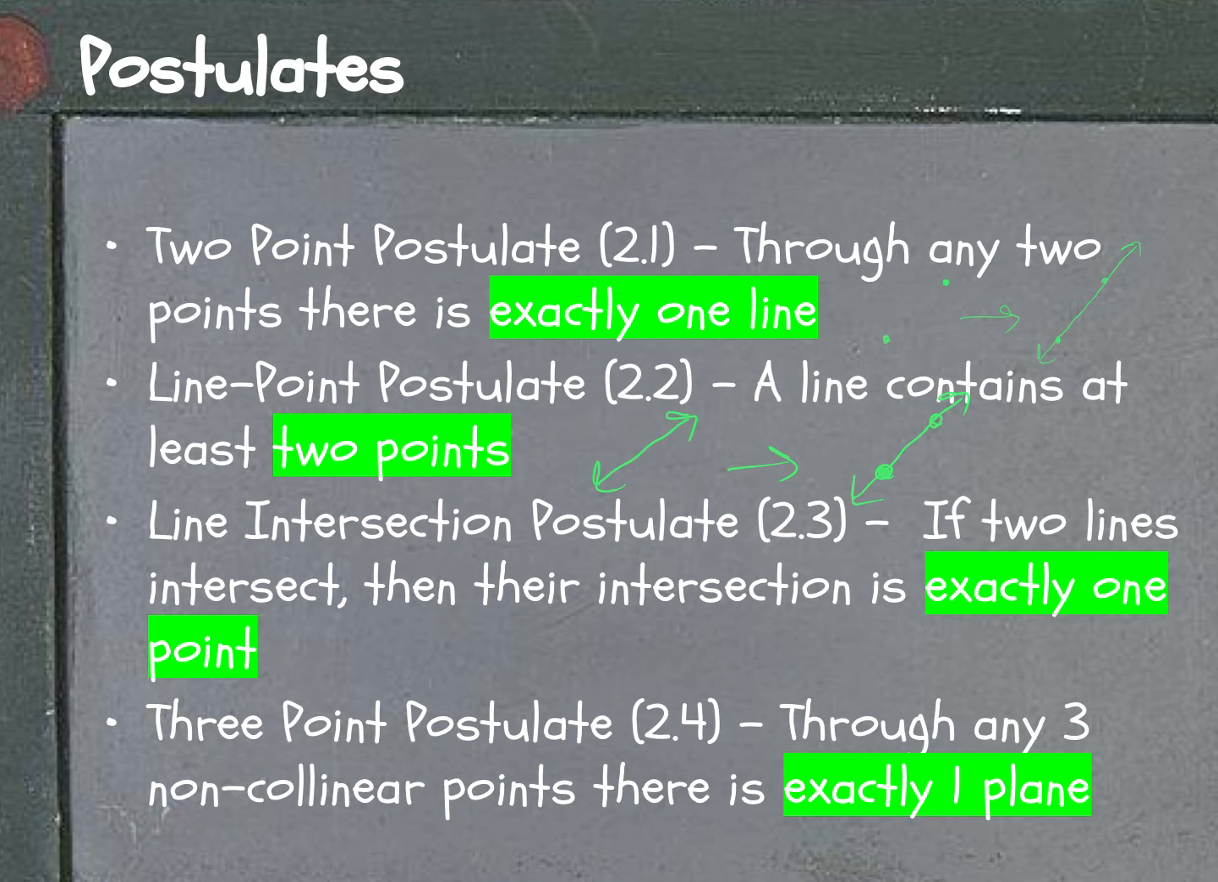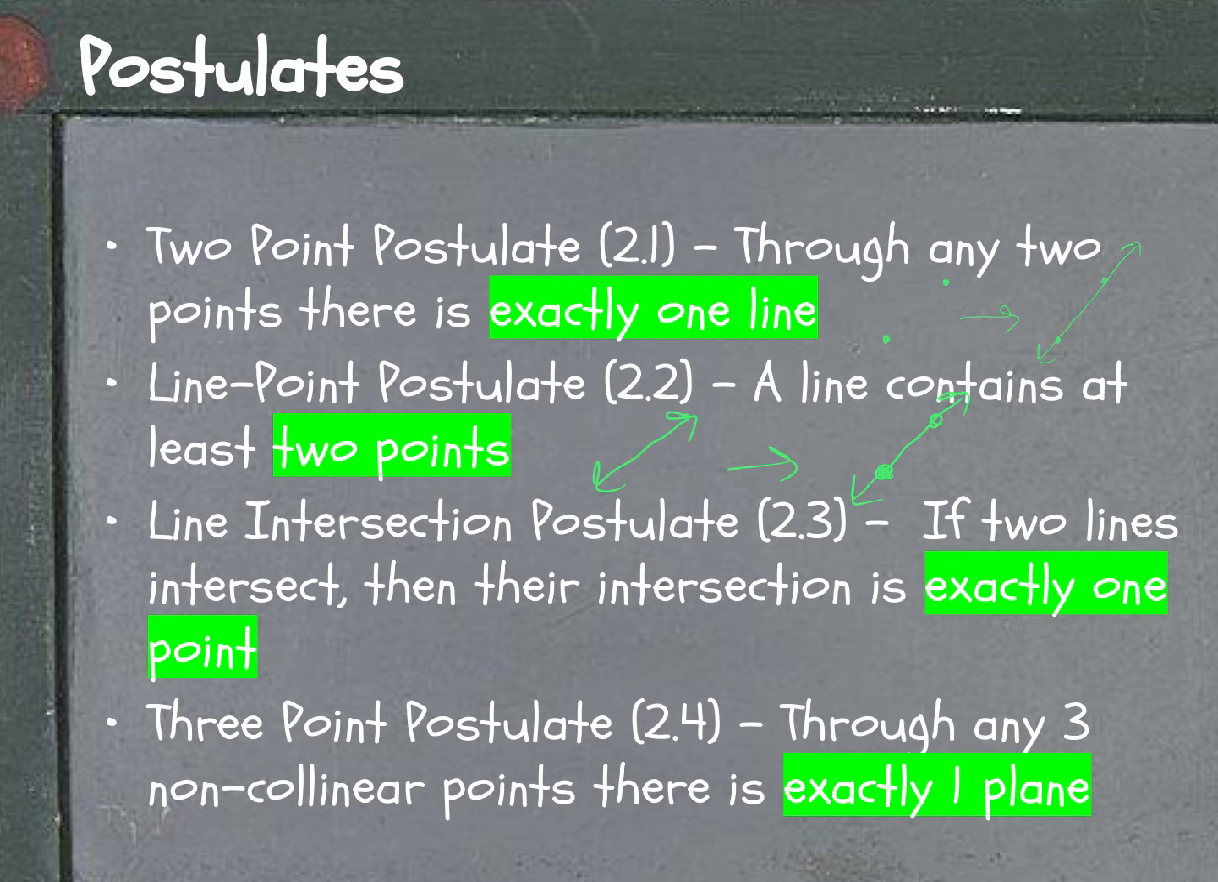Are you guys with me so far for the first two? The second one again? Okay, so line point postulate. It says, imagine that there's a line. Here's your line. You see my pen? There's at least 2 points on this line. Do you agree? You could just pick any 2 points. That's all it's saying. Okay?